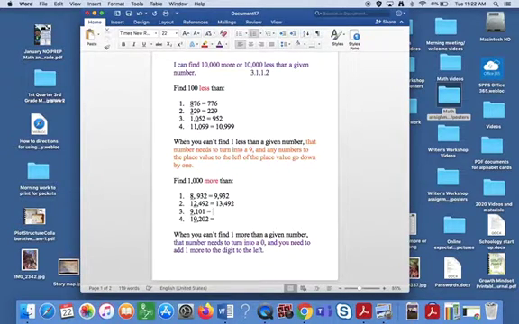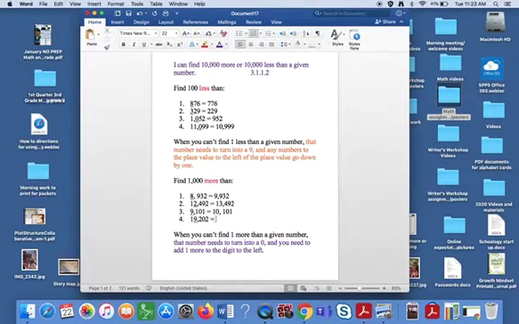But what do I do when this number is a 9 and I want to find 1,000 more than that? So I wrote this rule right here: when you can't find one more than a given number, because that 9 we can't change into a 10, the number needs to turn into a 0, and you need to add one more to the digit to the left. So instead of a 9 in that thousands place, it becomes a 0. Then I need to add a 1 to the digit to the left, and the next digits, 101, stay the same.